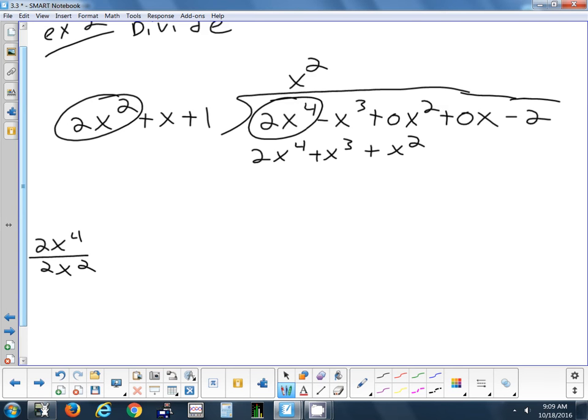And what am I doing with all that stuff I just wrote? In one word, what am I doing? Subtracting it. So make sure you do this. 2x to the fourth minus 2x to the fourth. Negative x cubed minus x cubed. It's like negative 1 minus 1. It's negative 2. Be careful you don't do negative 1 plus 1. That would be 0. It's minus. And then 0 minus x squared.